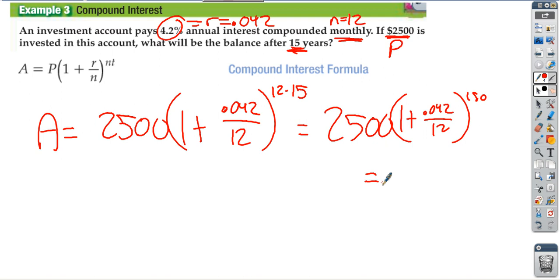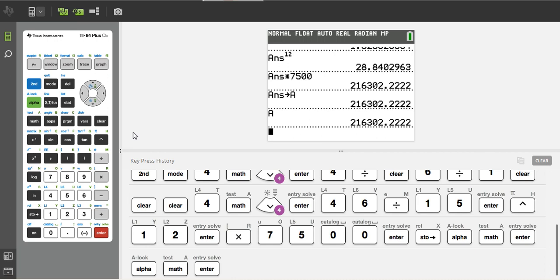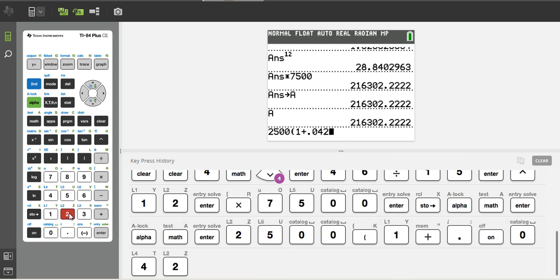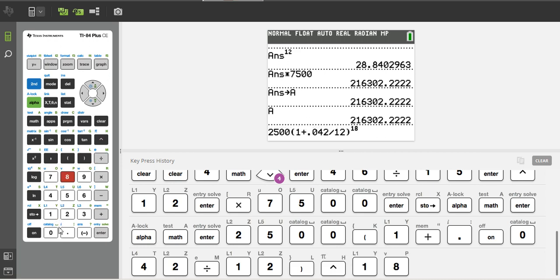And 4.2% is a decent return. It's not great, but it'll be interesting. We started with $2,500. Let's see how much we finish with. So 1 plus 0.042 divided by 12 times a year compounded, and then we're raising it to the 180th power because that's 12 times a year times 15 years.